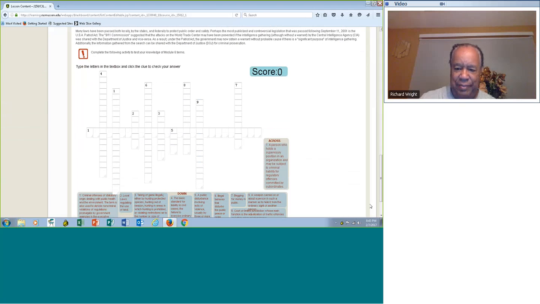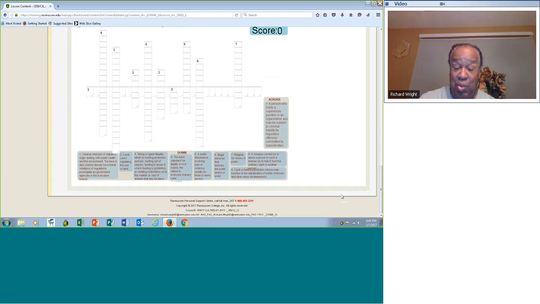And then take the time to do this puzzle. If you do the puzzle, it'll give you a score. A person who holds a supervisory position in an organization may be subject to criminal corporate liability committed by subordinates. And so the answer to that applies in 1 across. So you will put that in the boxes for 1 across. It's a crossword puzzle, and it will help you too with the terminology to prepare for the quiz as well. Okay. So you want to make sure you do those.